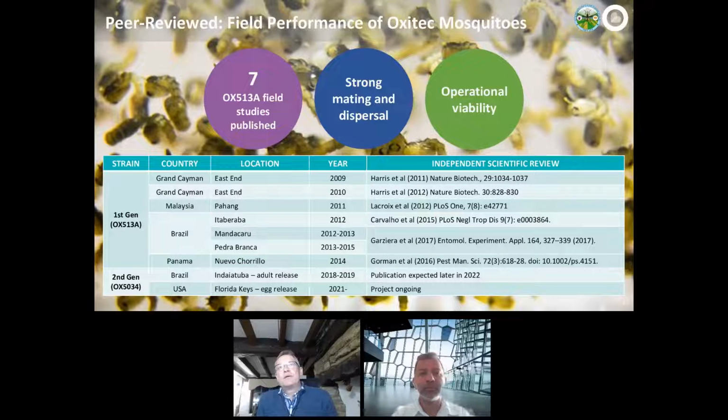Mating and dispersal is one item that is prevalent in those. It's an aspect of biosafety that we touched on in the previous group, but this often comes through in the field work because that's where it's tested.